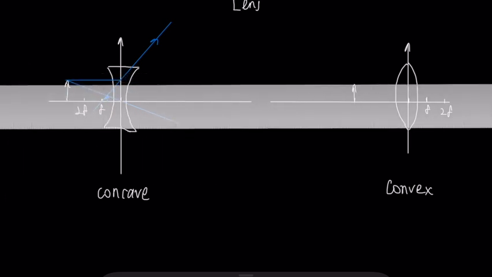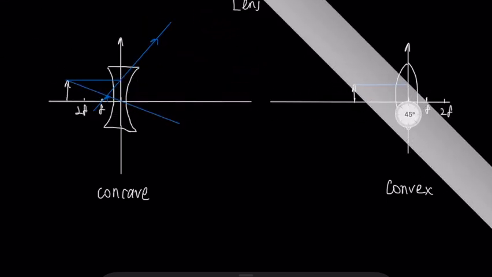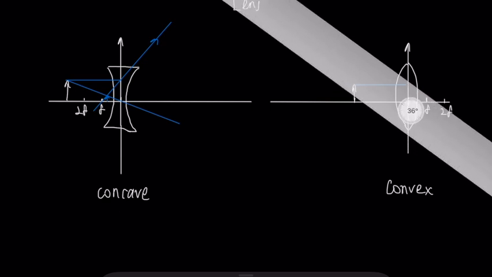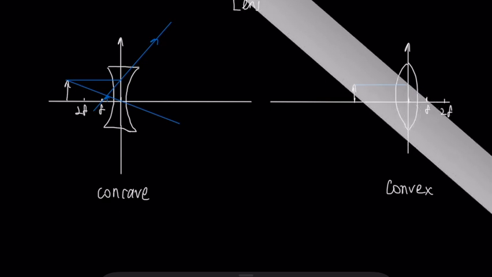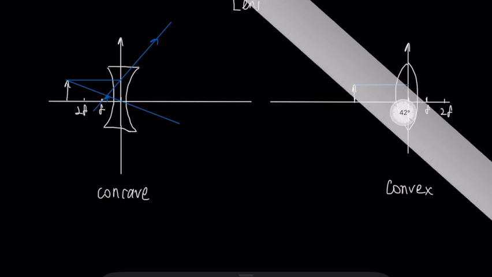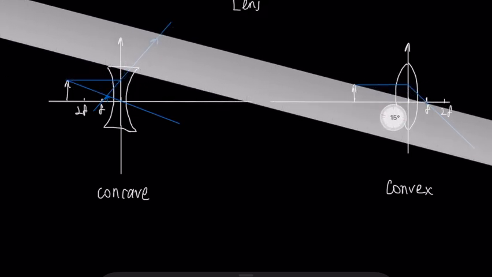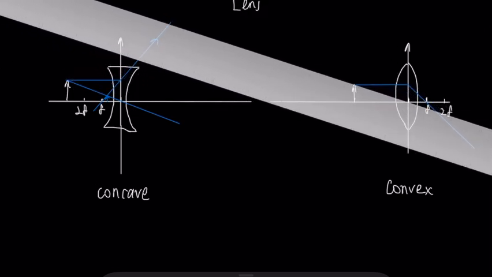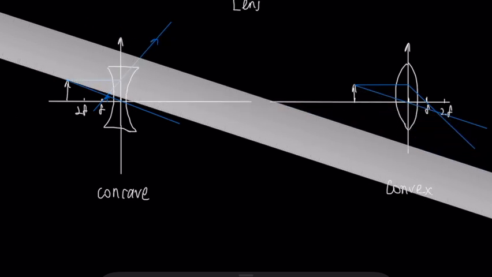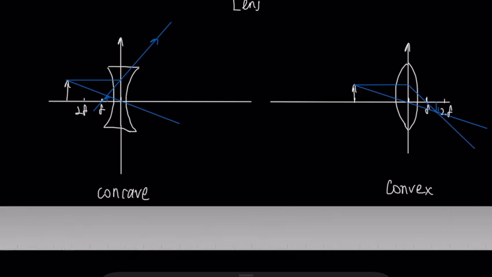The same thing goes for the convex lens. It goes through the lens, goes to the focal point, and then goes to the middle. And then you can find your intersection right here. Okay, that's about it. Only two principles, two.